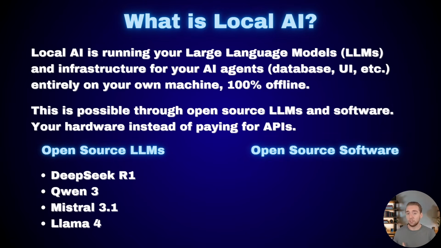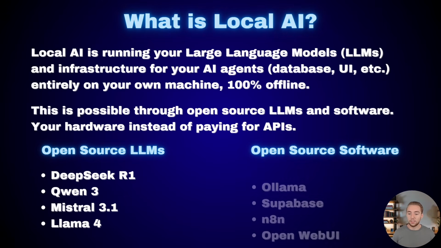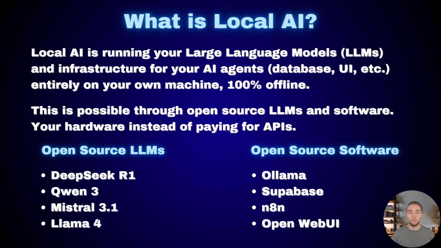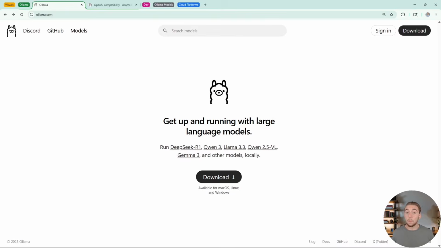And then we also have open source software, so all of our infrastructure that goes along with our agents and LLMs. Things like Ollama for running our LLMs, Supabase for our database, N8N for our no/low code workflow automations, and OpenWebUI to have a nice user interface to talk to our agents and LLMs. We'll dive into using all of these as well. Now, because local AI means running large language models on our own computer, it's not as easy as just going to Claude.ai or ChatGPT.com and typing in a prompt. We have to actually install something, but it still is very easy to get started. So let me show you right now with a hands-on example.